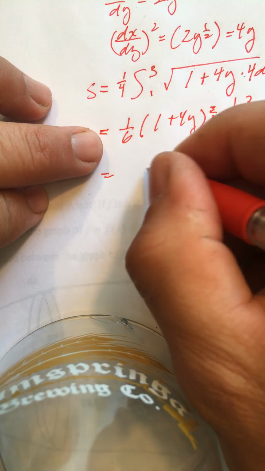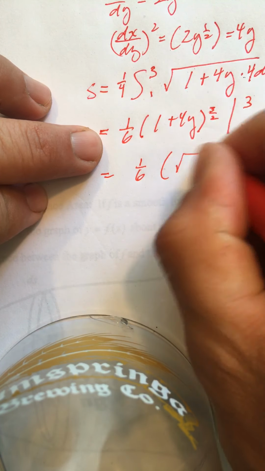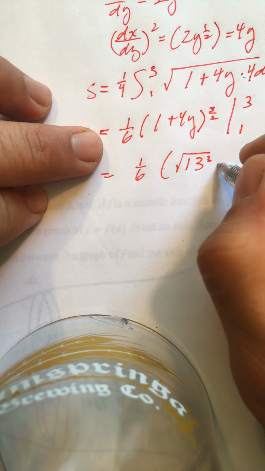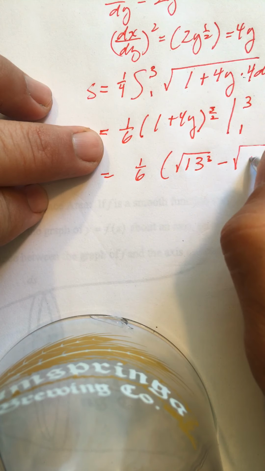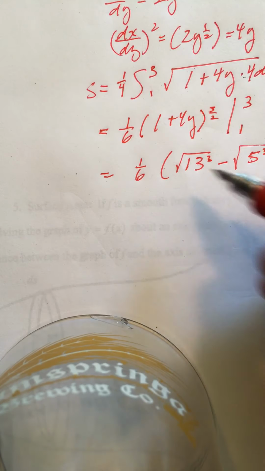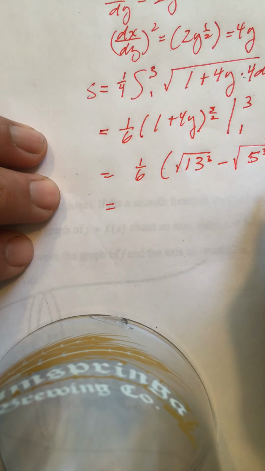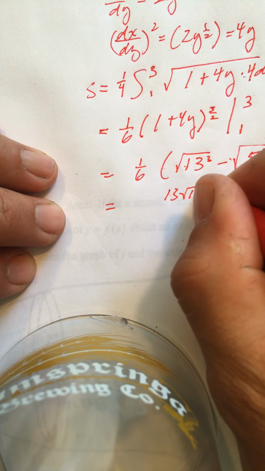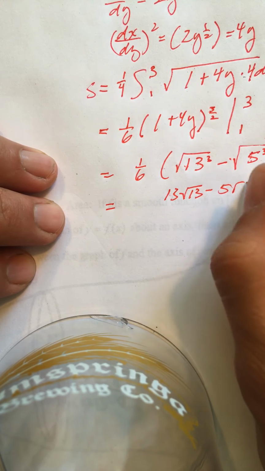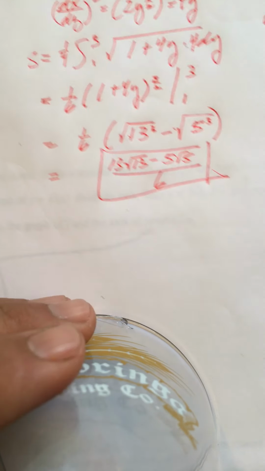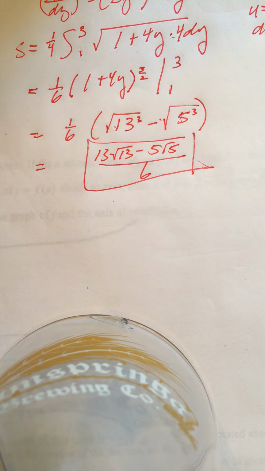We're going to plug in the upper bound, and I get the square root of 13 cubed minus the lower bound, the square root of 5 cubed. We can clean this up a little bit more by distributing the 1/6. We can pull out a 13, pull out a 5 here. So I get 13 root 13 minus 5 root 5 all over 6. That would be the exact value, the exact distance of that length, that arc from 1 to 3 on the graph.